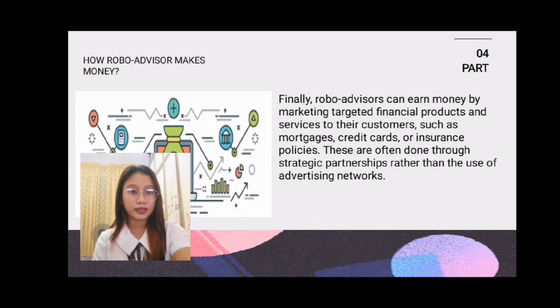Finally, robo-advisors can earn money by marketing targeted financial products and services to their customers, such as mortgages, credit cards, or insurance policies. These are often done through strategic partnerships rather than the use of advertising networks.